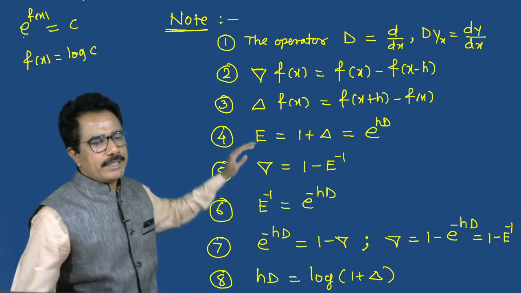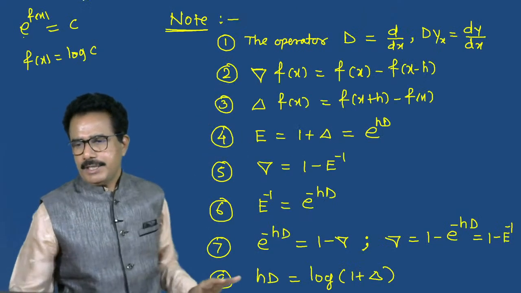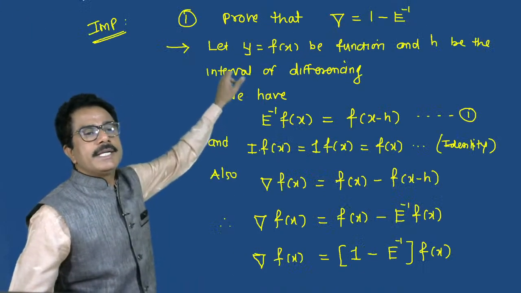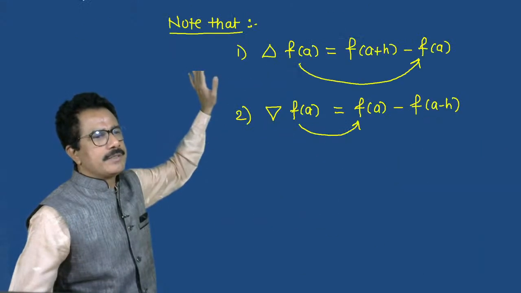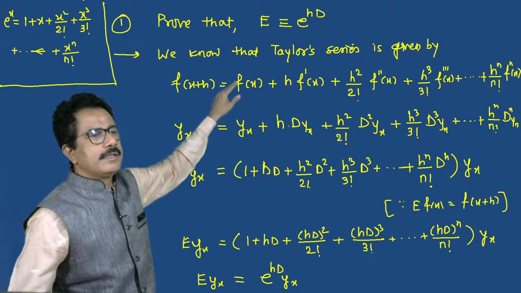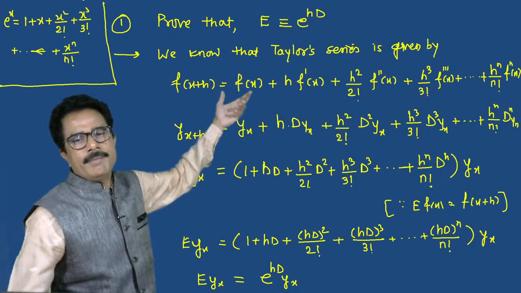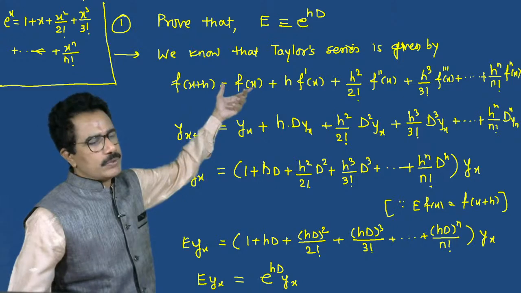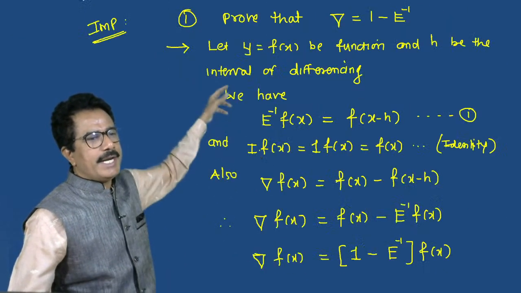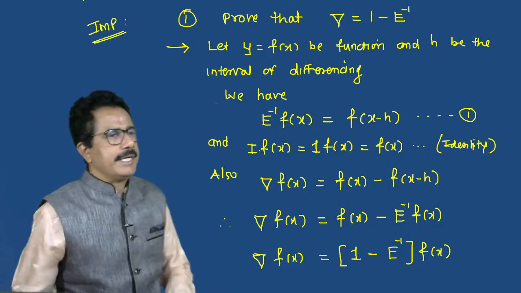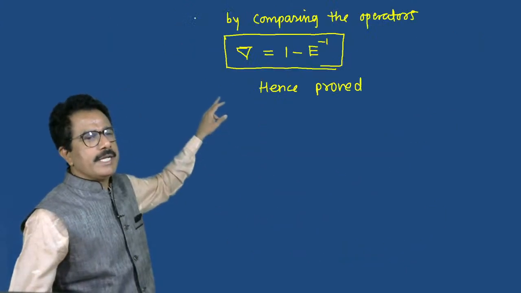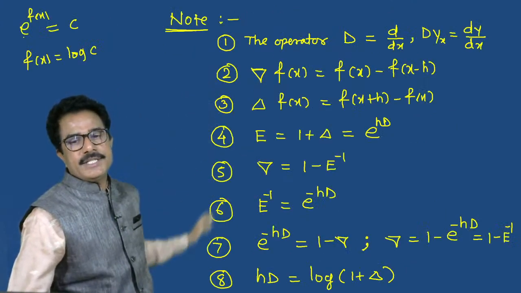So remember these operators. These two results are very important. Prove that del is equal to 1 minus E inverse, and second, prove that E is equal to e raised to hD. By using these two relations we can write these properties.